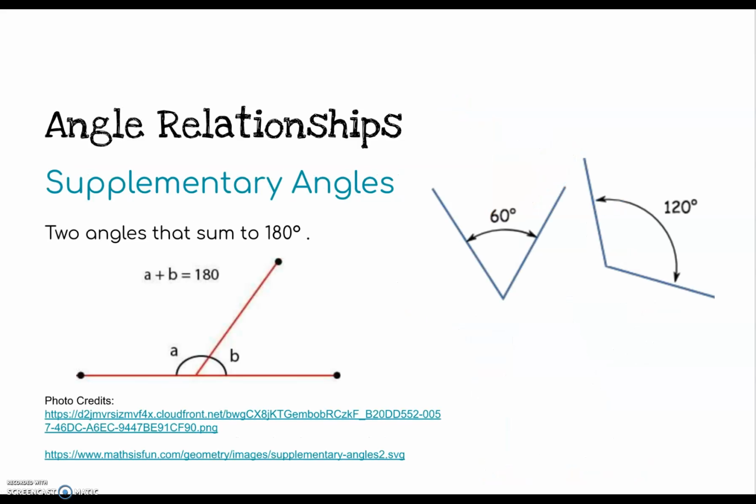We also have another angle relationship that we call supplementary angles. These are two angles that sum to 180 degrees. In example 1 here, if we were to take 60 degrees and add it to 120 degrees, we would find that the sum is 180 degrees, proving that these two angles share a supplementary relationship.